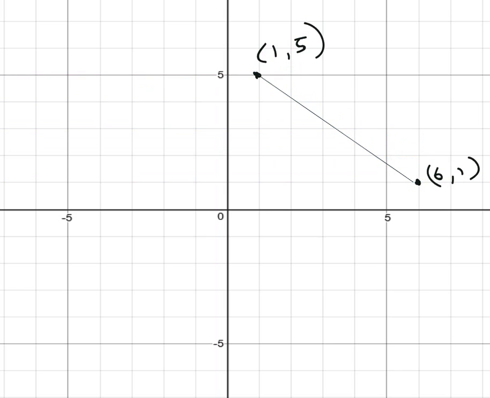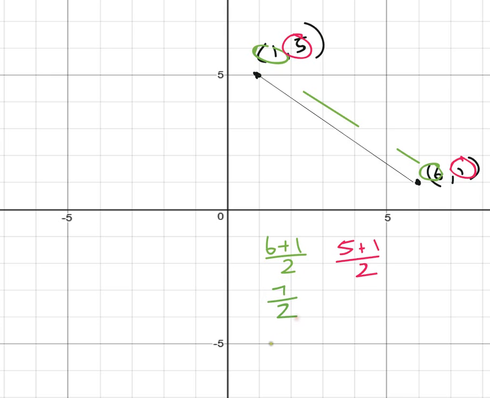So the first thing we do is we want to find the average of the x's. So that's 6 plus 1 over 2. And we want to get the average of the y's, which is 5 plus 1 over 2. And we solve them. So that's 7 over 2, or 3.5. And this would be 6 over 2, or 3. So that there is our point. 3.5, 3. That looks like a midpoint to me.